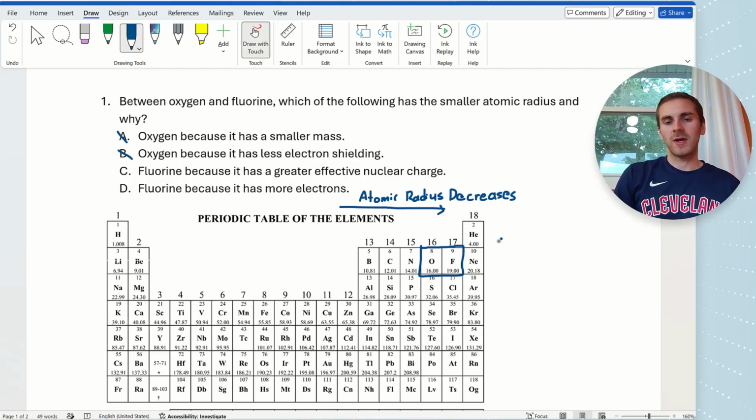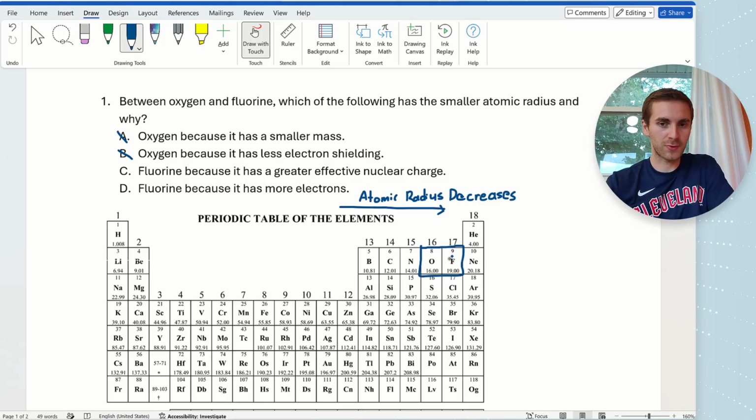Now, this might be a little bit counterintuitive if you've not learned about this before, you don't remember this trend. Because, by most metrics, we would think of fluorine as being larger than oxygen. It has a larger atomic number. It has a larger atomic mass. Okay? But the radius is actually smaller. And the reason is related to this atomic number, which is the number of protons. But more protons don't increase the radius, they actually decrease the radius.